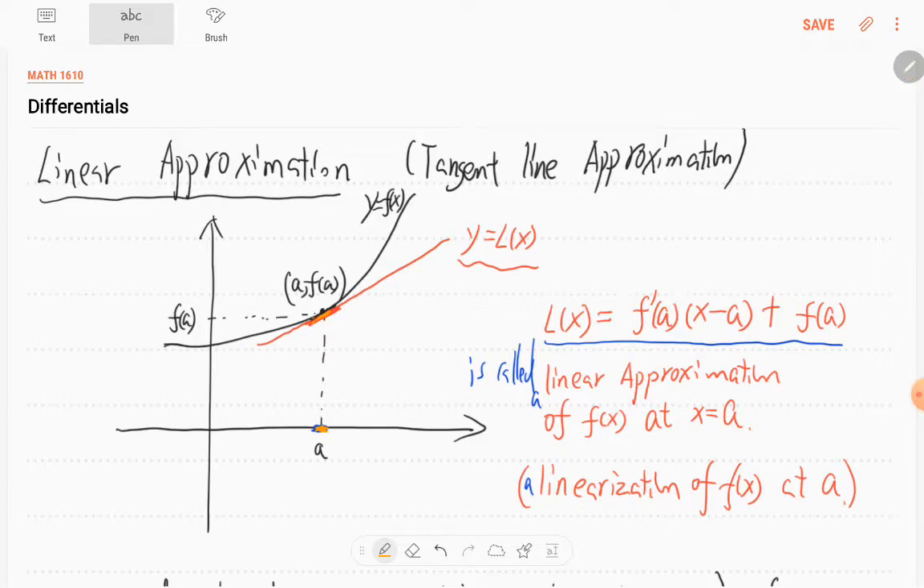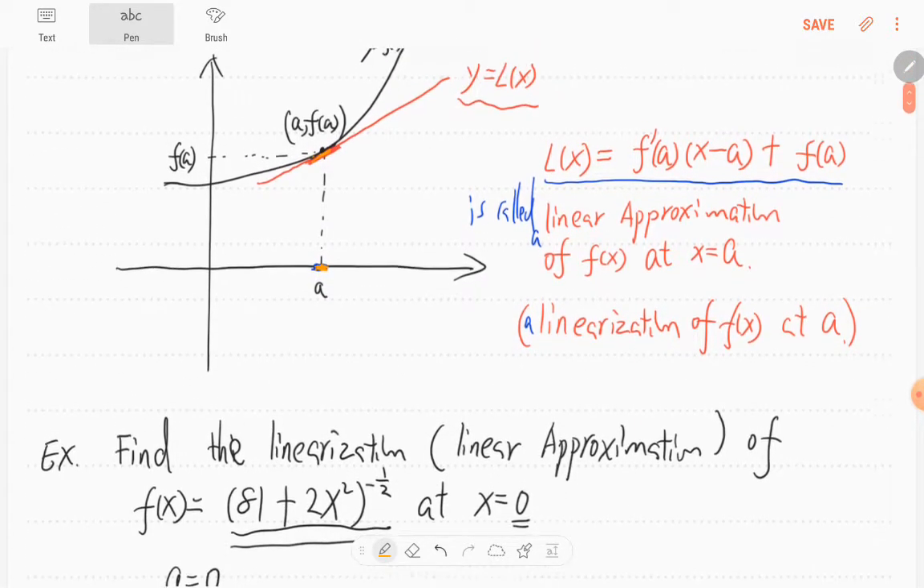The reason is the tangent line is a straight line, which is a linear function. It's very easy to manipulate, very easy to do the calculations, and to do other things. This is a very common technique in engineering. They always use a linearization to replace the original function to do the further calculation when x is near a.